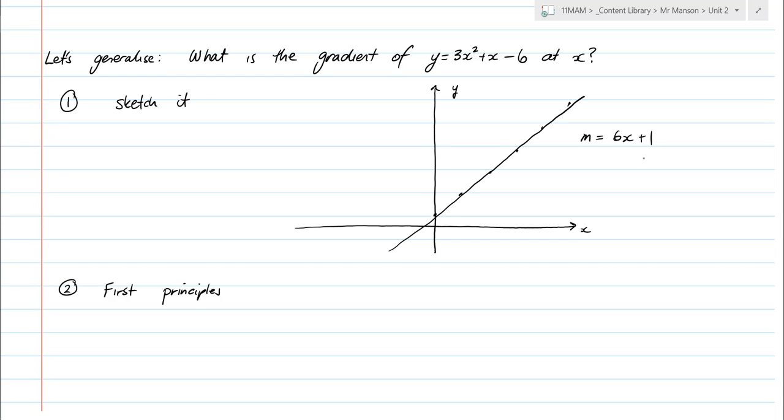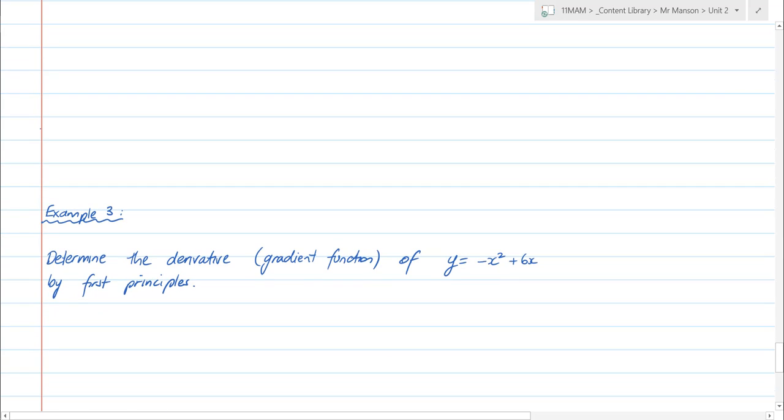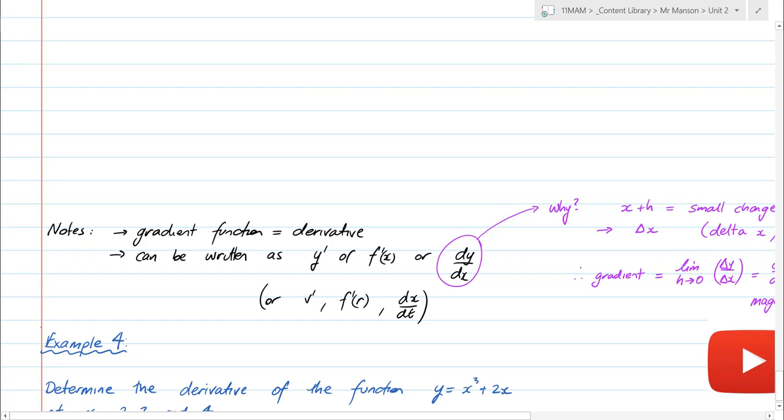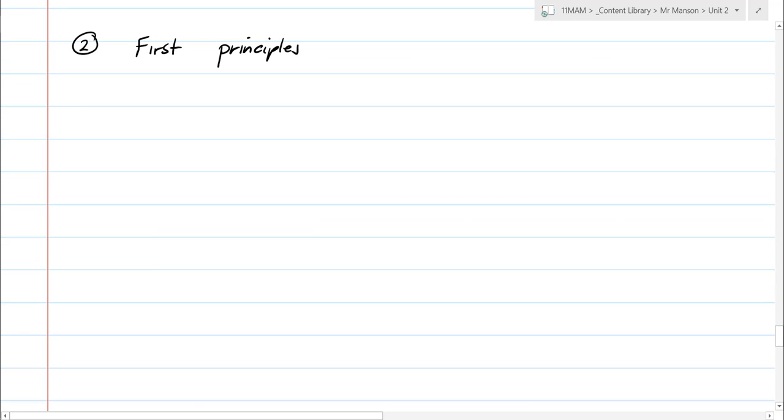If I want to know the gradient at 10, I'd do 6 times 10 plus 1, 61. If I want to know the gradient at 1,000,000, I'd do the same process. So we've got a gradient function. Now we don't have to do first principles every single time we want to find a different gradient. So that's really good. Let's look at the generalisation in terms of first principles. And then I've got example 3, and then I'm going to be almost finished. I'm going to leave example 4 for Friday.